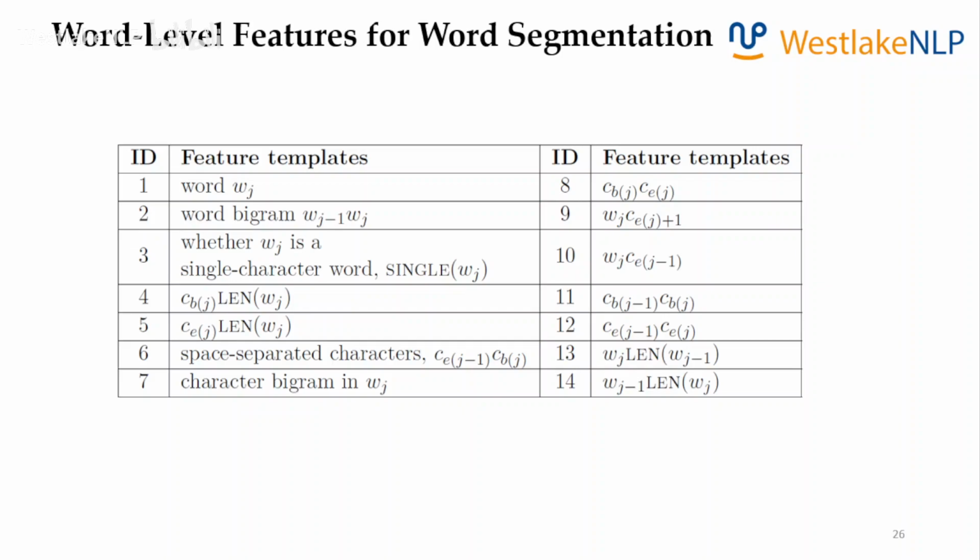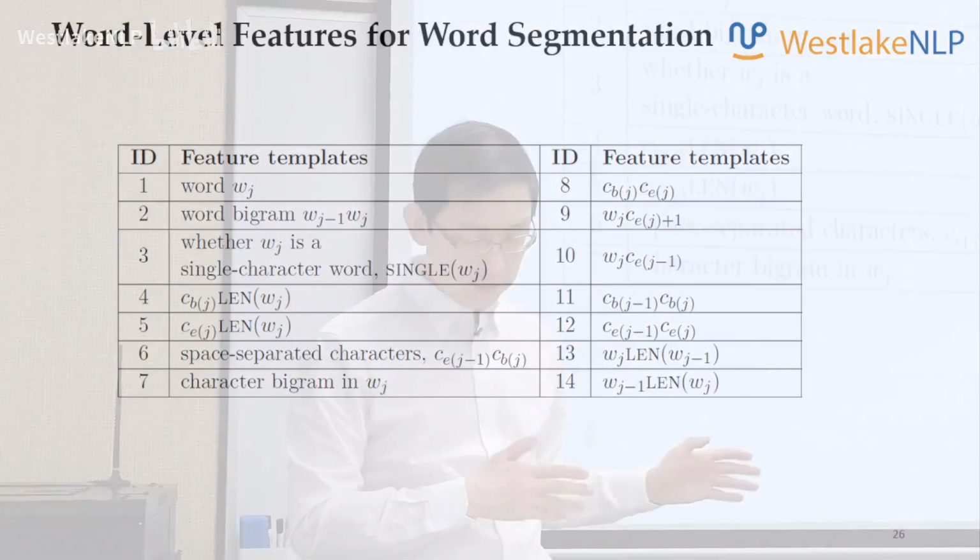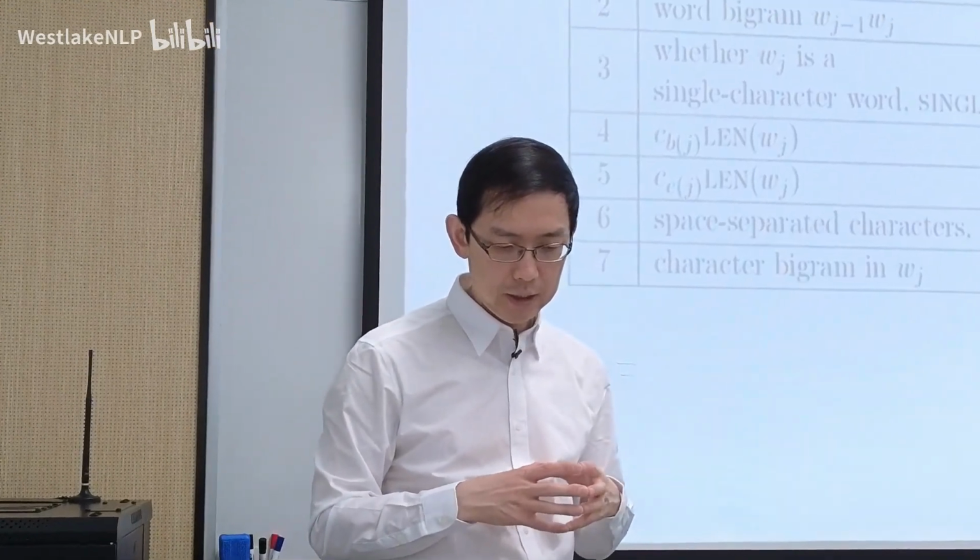And because word bigrams are sparse, we can define backoff features, like the beginning characters of 2 consecutive words, the ending characters of 2 consecutive words, the beginning character of the previous word and the current word, or even the length of the previous word and the current word. These are all patterns in Chinese sentences. This could all be useful for us to segment a sentence. I don't have time to elaborate, but the next slide shows you one example.